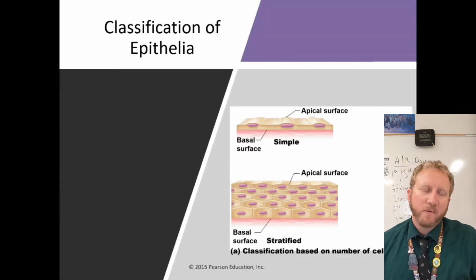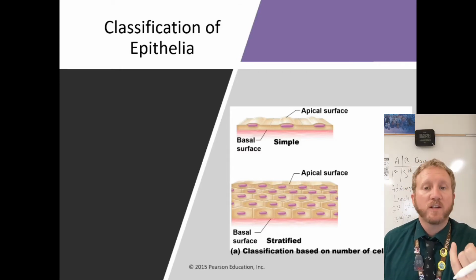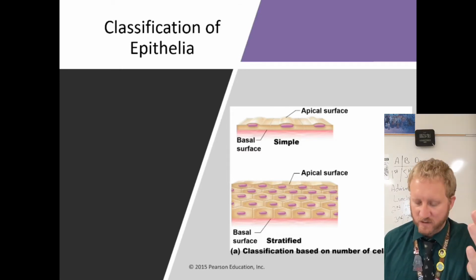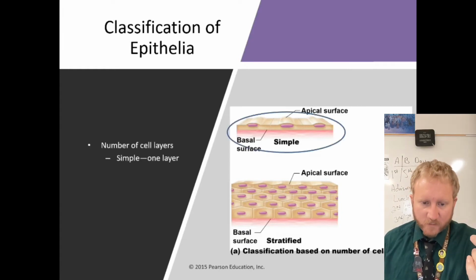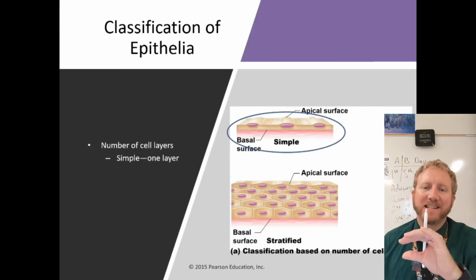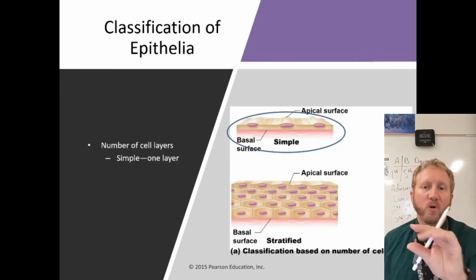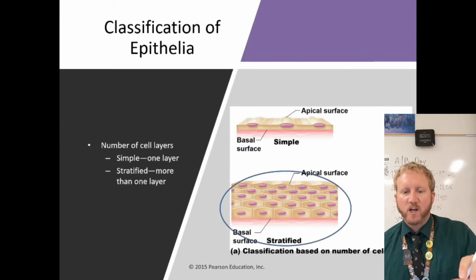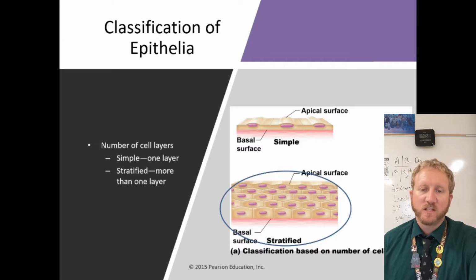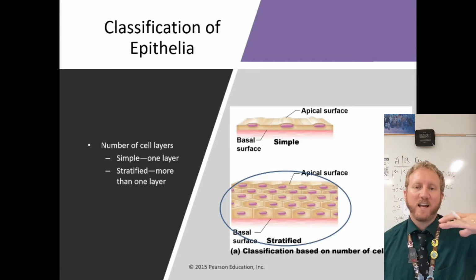So we can classify epithelia in a number of different ways. One of the ways we can do that is the number of cells. If it's one cell, then we call it simple. If it's more than one cell, so two or more layers, we call it stratified. So simple is one layer, one sheet.